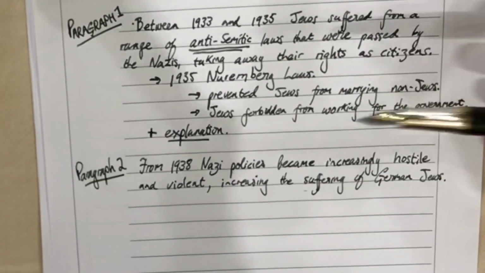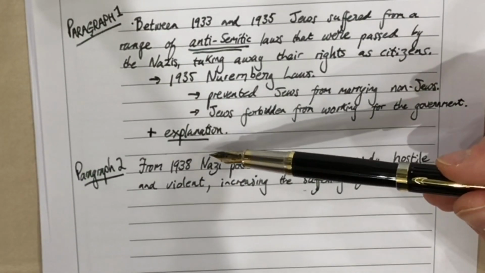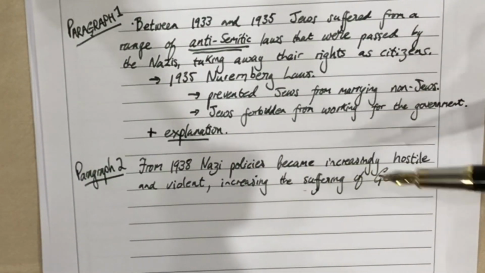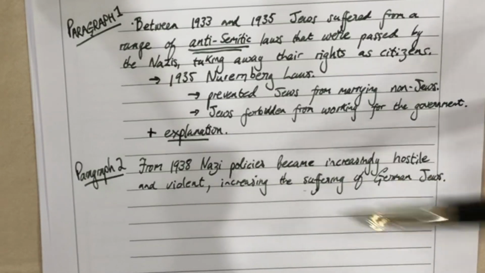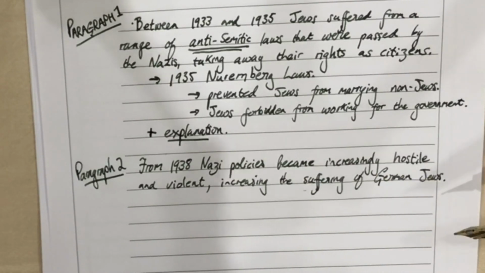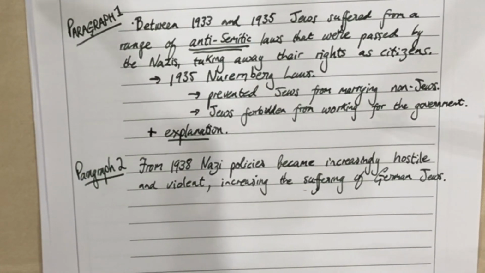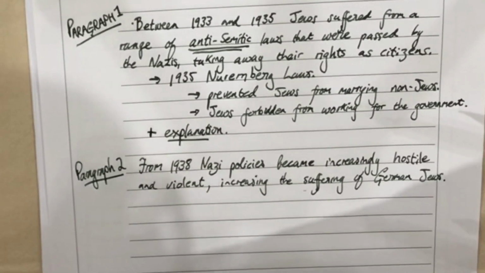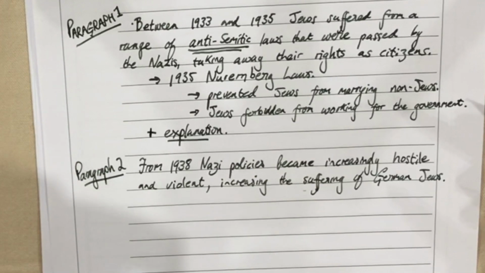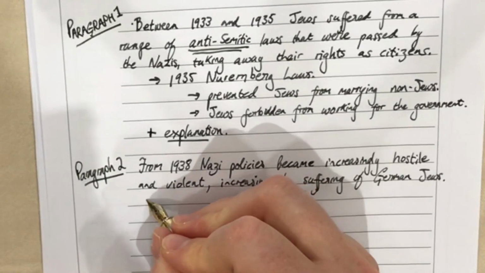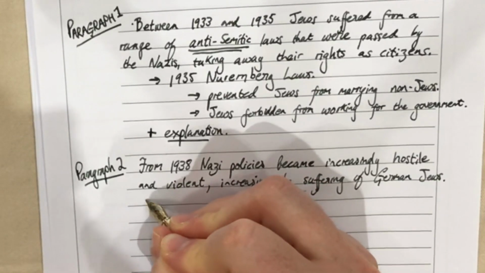so with this point here, from 1938, Nazi policies became increasingly hostile and violent, increasing the suffering of German Jews. We now want to look to support this with a little bit of evidence. Now, we might think back again, what did we see? From 1938, how did the suffering of the Jews increase? Well, that might give us some scope to talk about the events.